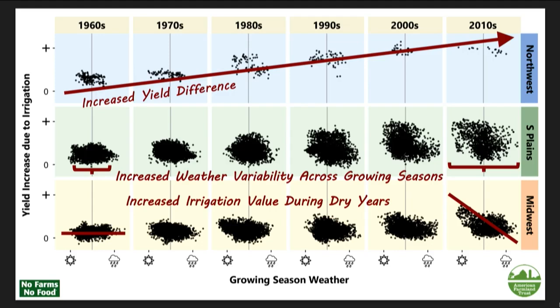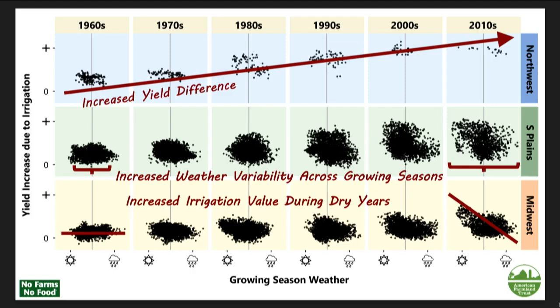Along the x-axis within those columns, we can see the sun and the rain. As we move to the left in that column, we have hotter, drier conditions, and as we move to the right, we have wetter conditions. On the y-axis, we're looking at the relationship between the yield that we would get with irrigation versus the yield that we would get without irrigation. So what you're seeing is the yield boost, the benefit we get from irrigating.